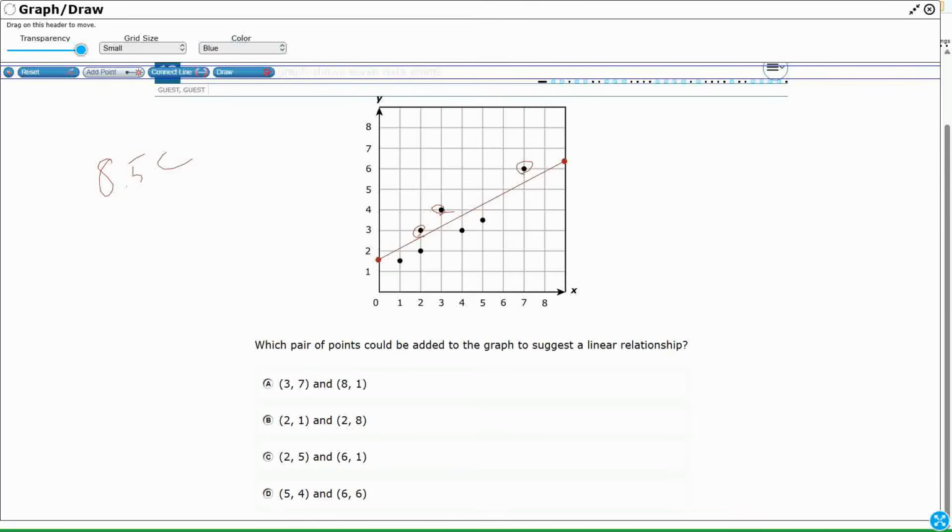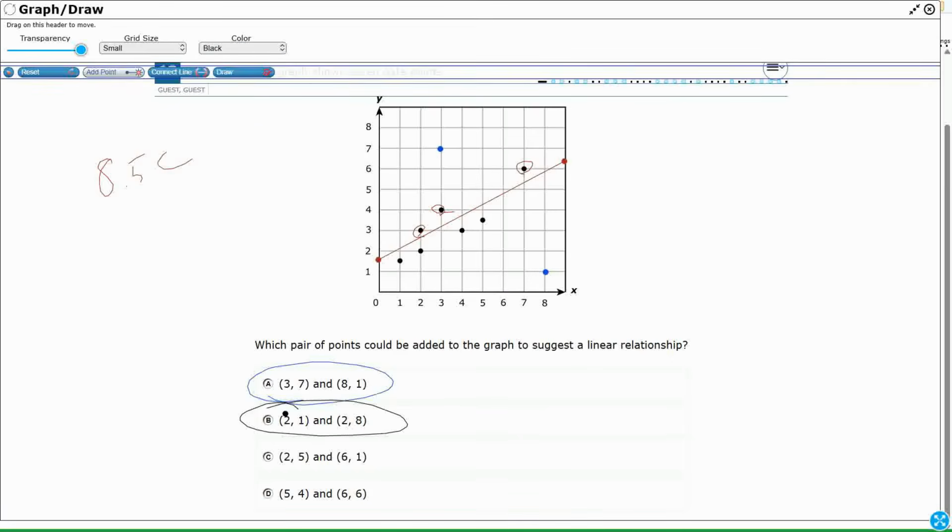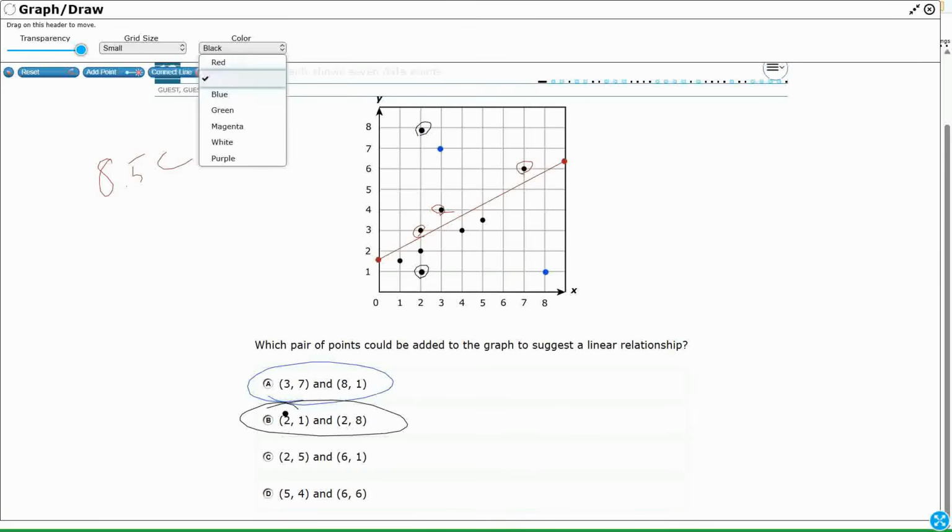Which pair of points would be added? All right, so this first point we'll put in blue, 3, 7. Whoa, that's not going to work. And 8, 1. Okay, no thank you. Let's do black points here for 2, 1 and 2, 8. And I'll draw circles around those to kind of differentiate them. The 2, 1 isn't horrible, but that 2, 8 makes 0 sense.